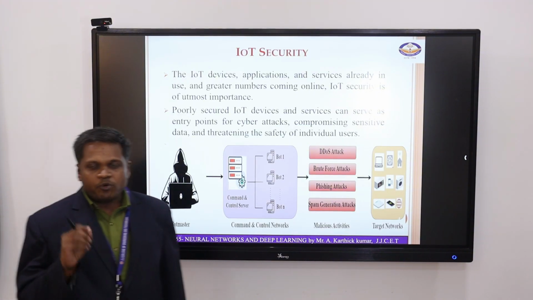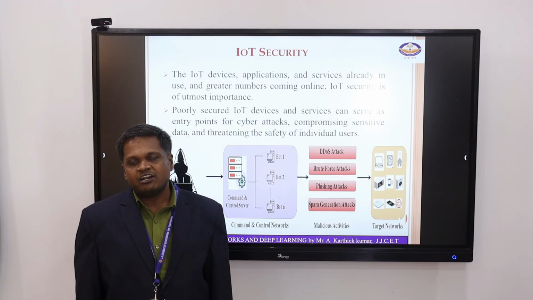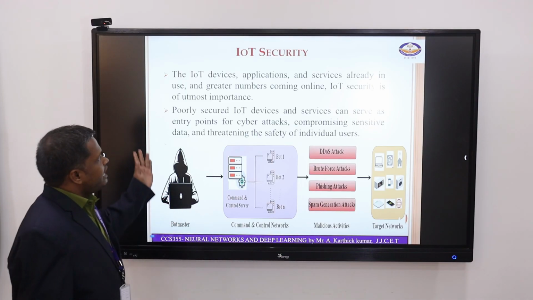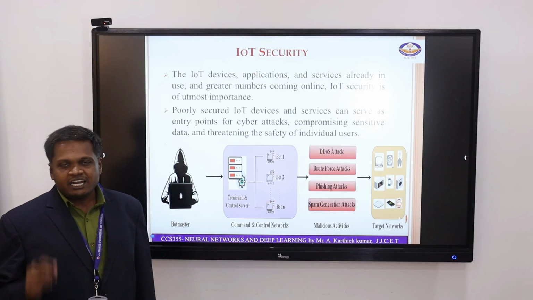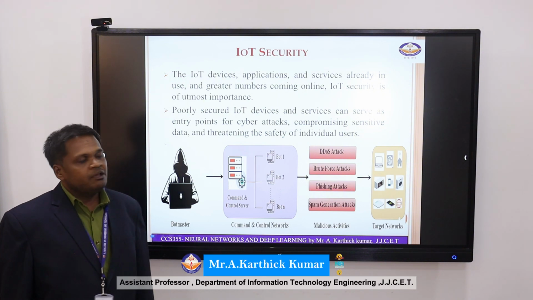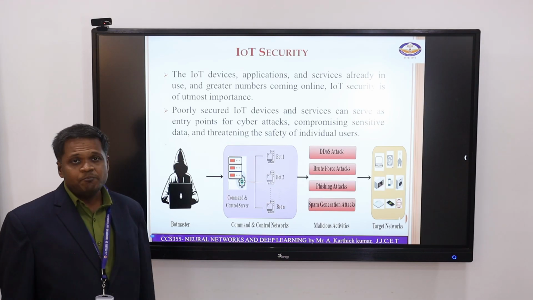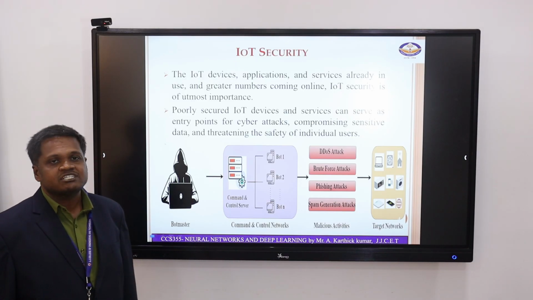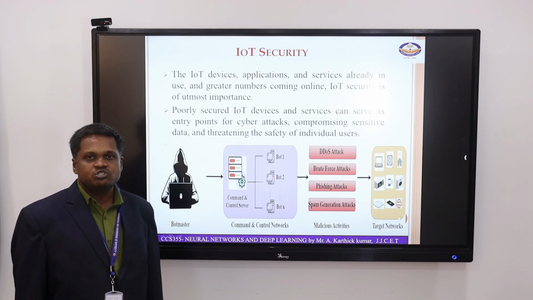The main key aspect, that means the main issue with the Internet of Things, is IoT security. For example, in the diagram, IoT devices, applications and services are already in use. But the Internet of Things security problem plays a vital role in real-time applications because it leads to a greater number of computing lines. IoT security is of utmost importance. IoT devices and services can serve as an entry point for cyber attacks, compromising sensitive data and threatening the safety of individual users.